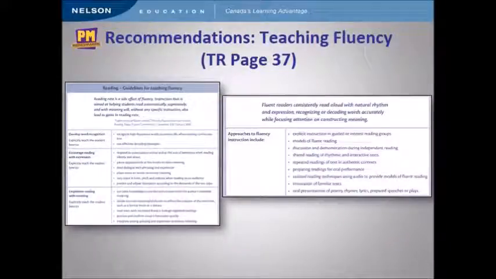Page 37 in your teacher's guide identifies some of the problems students have with fluency, and again the right-hand side provides suggestions for instruction for improving fluency.